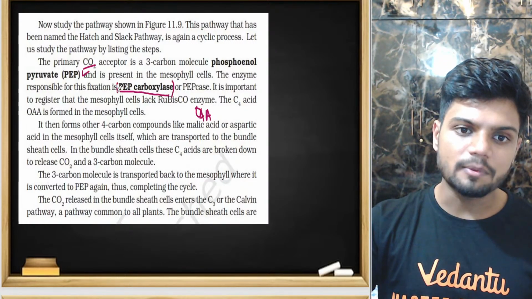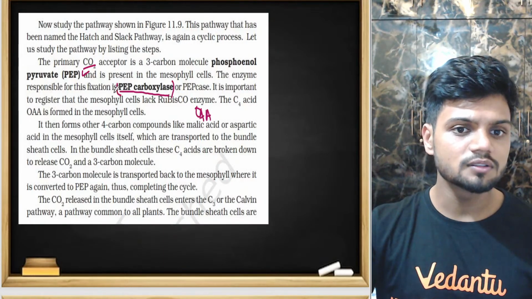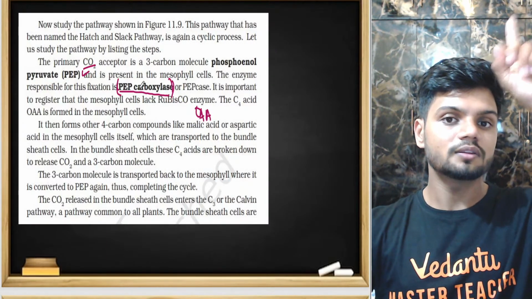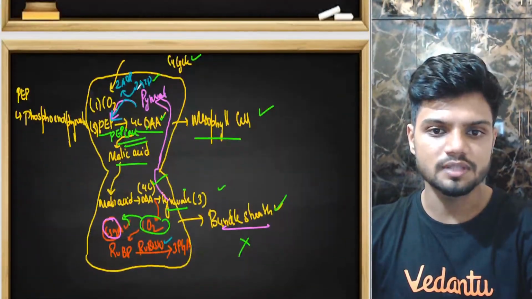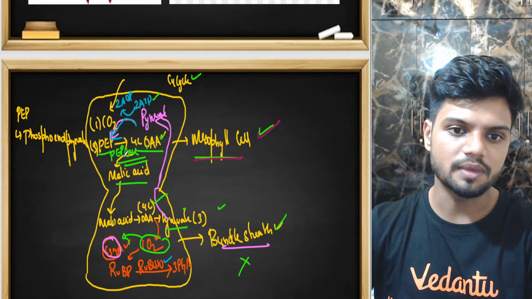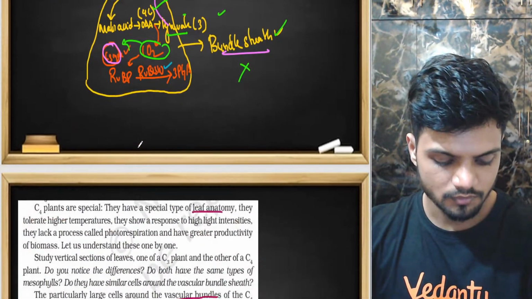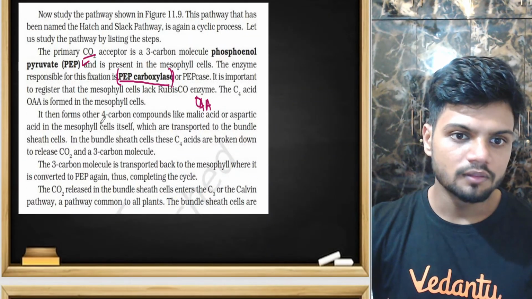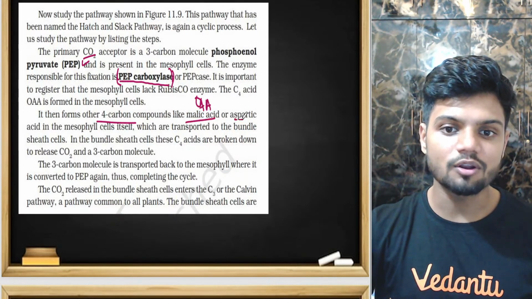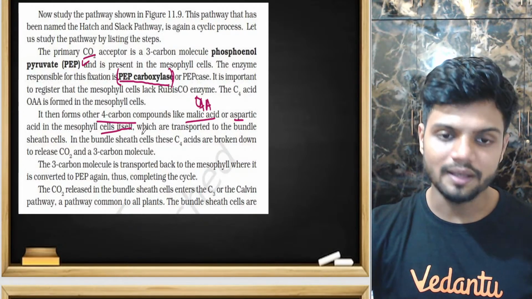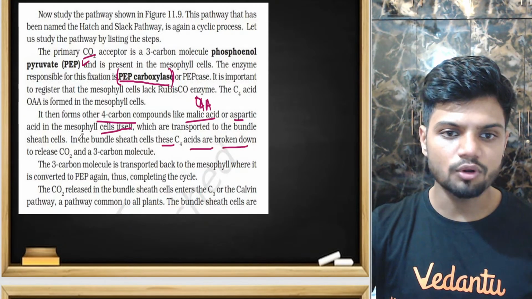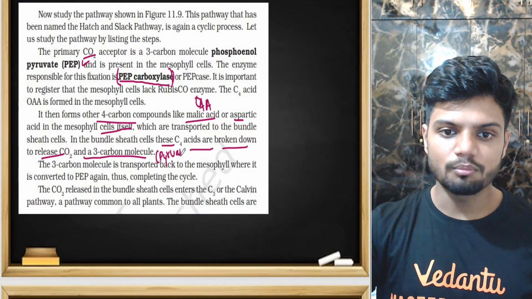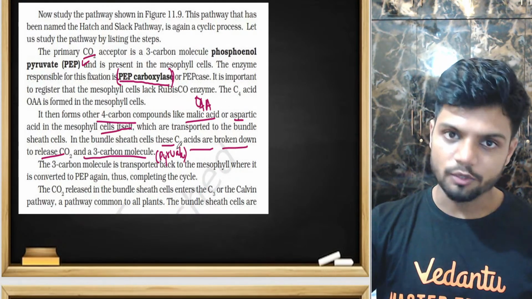Now tell me, do you find this PEP carboxylase in the mesophyll or in the bundle sheath? Obviously, students, where do you find PEP carboxylase? PEP carboxylase is only and only found in the mesophyll cell. It can never be found in the bundle sheath. OAA is found as a four carbon compound like malic acid or aspartic acid in the mesophyll cells itself. See, all of you know malic acid, we have taught you. These C4 acids are broken down to release CO2, leaving a three carbon molecule. This is pyruvate. So malic acid or oxaloacetic acid is broken down to pyruvate to release one CO2.